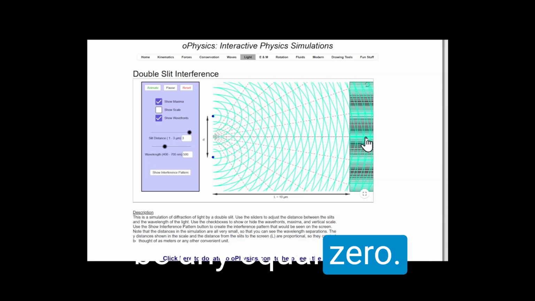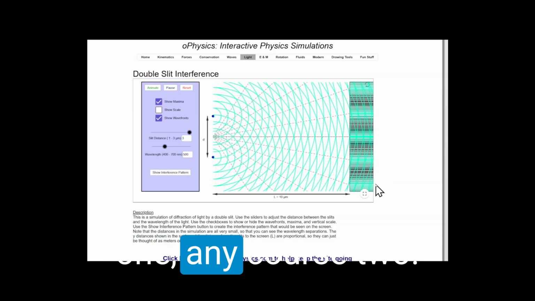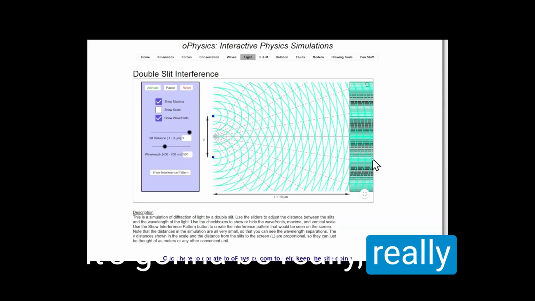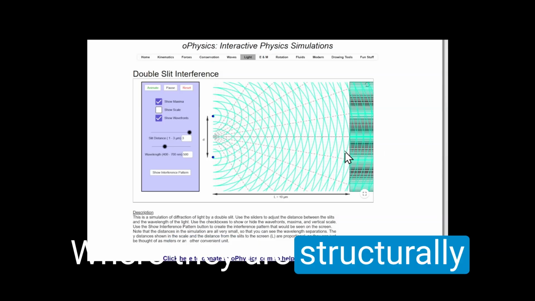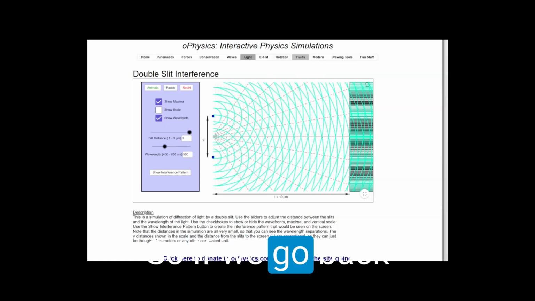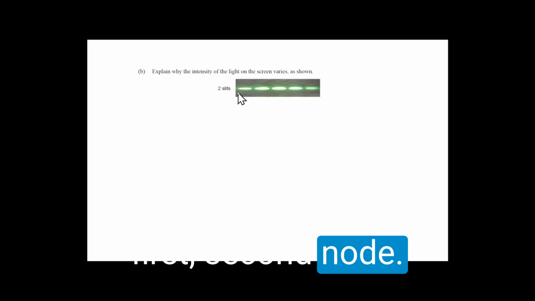This is going to be n equals 0, n equals 1, n equals 2. And this is n equals 1, n equals 2. So here where the maxima meets the maxima and there's constructive interference, it's going to be really, really bright. Here in the middle, where they are destructively interfering with each other, it's going to be not very bright. So if we go back to our screen here, this represents a maxima interference, maxima, central node, first, second node. Well, n equals 1, n equals 2, n equals 0 here.